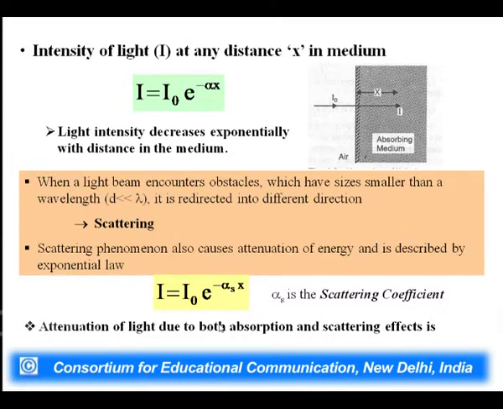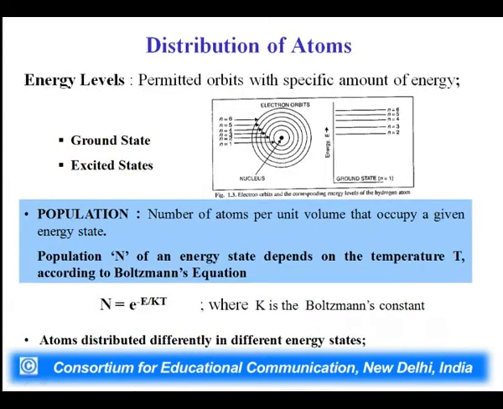Attenuation of light due to both absorption and scattering is defined as I = I0 e^(-(αa + αs)x), where αa is the absorption factor, αs is the scattering factor, and x is the distance up to which light is absorbed and scattered. The intensity will automatically decrease. Now, what is the distribution of the atoms?